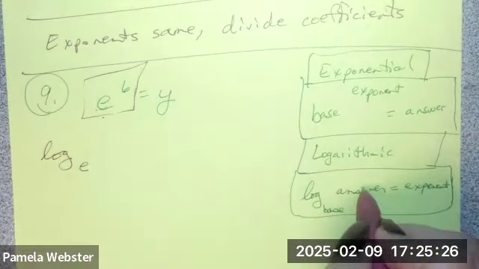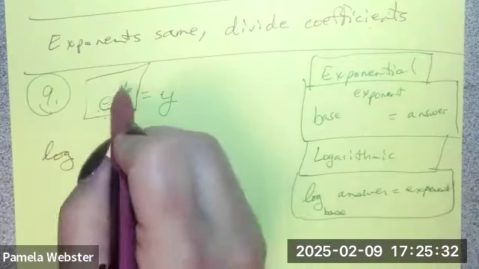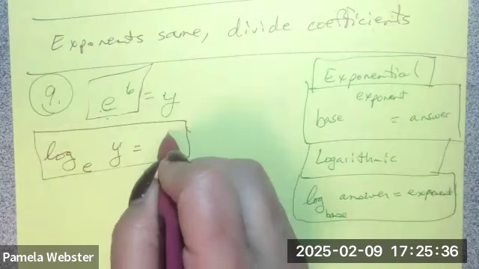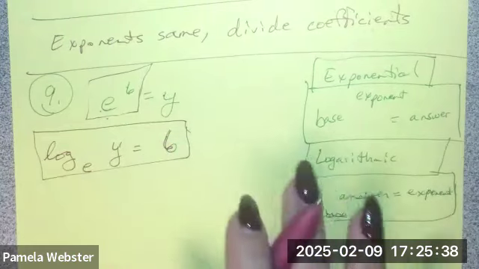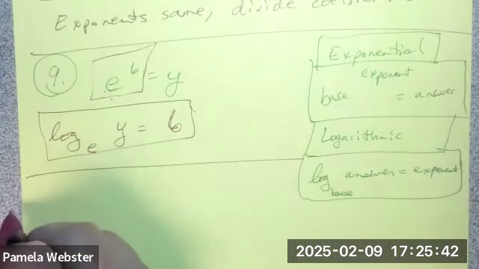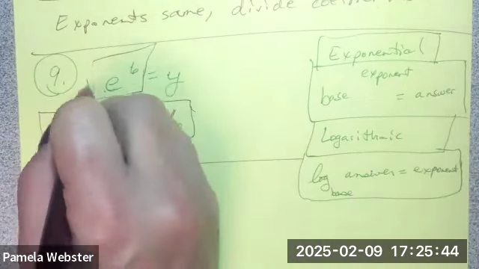The answer here is y equals the exponent. The exponent is a 6. Okay, so that's just rearranging stuff back and forth. We're just converting it, right? Okay, so that was A.